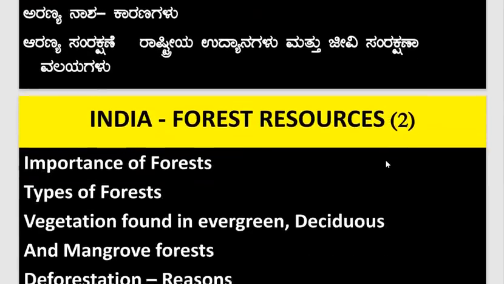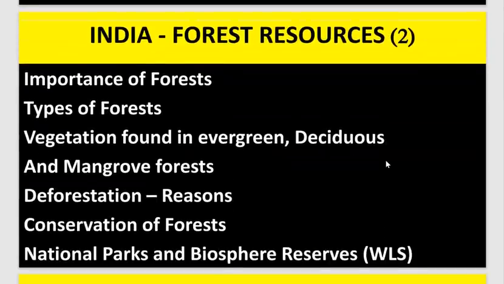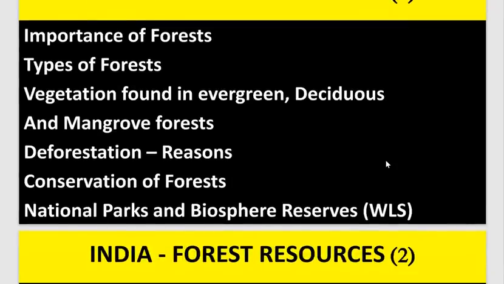Next, India forest resources. Explain the importance of forest. Write the different types of forest. Vegetation found in evergreen and deciduous forest and also in mangrove forest. What is deforestation? Write the reasons for deforestation and about conservation of forest, national parks and biosphere reserves.